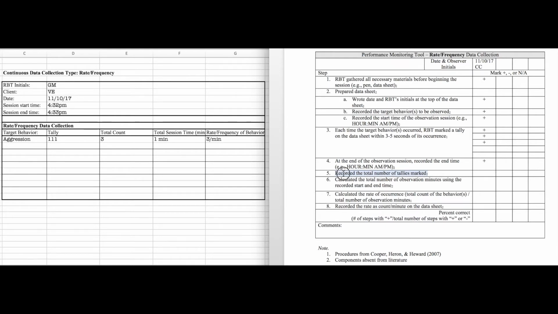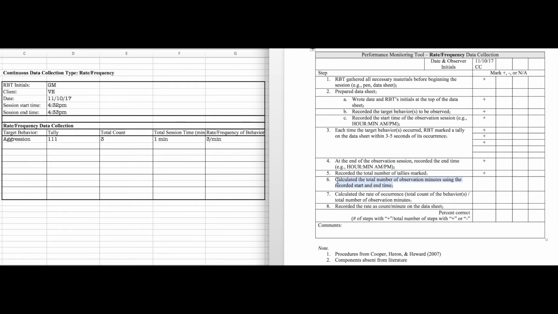The next step we're looking at is, did she record the total number of tallies marked? We can see here that she made 3 tallies, which corresponds to the 3 occurrences of aggression that we noticed from Vahe hitting her hand. So here she counted the total, 1, 2, 3, and marked 3 under total count. So for this step, she gets a plus.